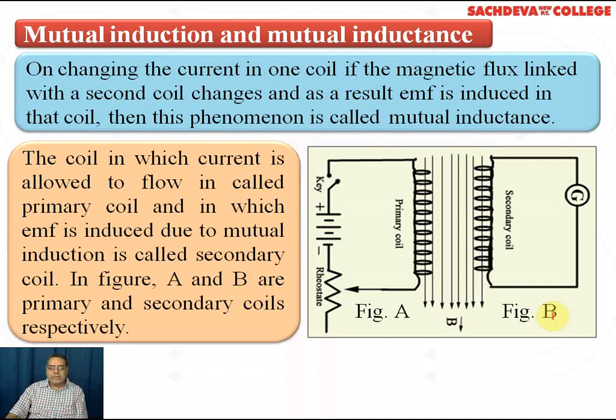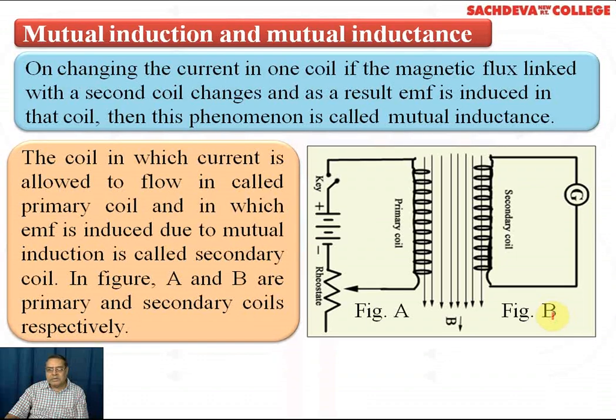Now, the coil in which current is allowed to flow is called the primary coil, and in the secondary coil, the induced EMF will be generated because of the change in flux. So A and B are the primary and the secondary coils respectively.